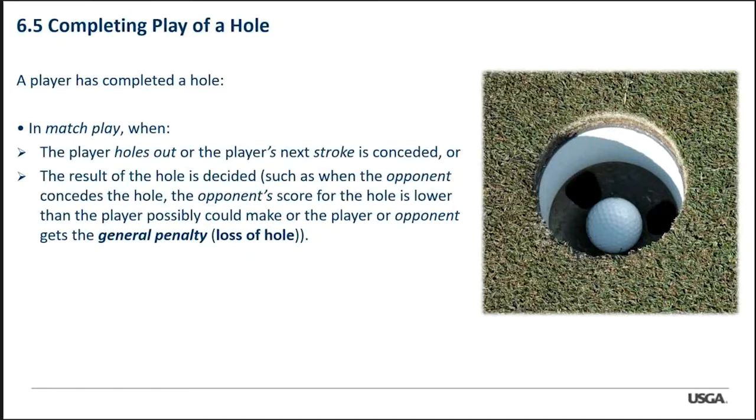All right, we're almost done with this hole. We're getting toward the end of it. Long hole. All right, so a player has completed a hole in match play when the player holes out or the player's next stroke is conceded and the result of the hole has been decided, such as when a player has conceded the hole, or the score for the opponent is way up there. We know that it's going to be done and the hole has been given to the player, or a loss of hole penalty has been applied. That's when the hole ends in match play. Pretty straightforward stuff, but we do have to have it defined.